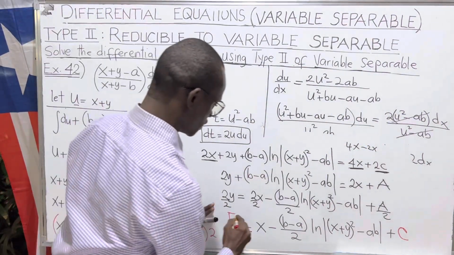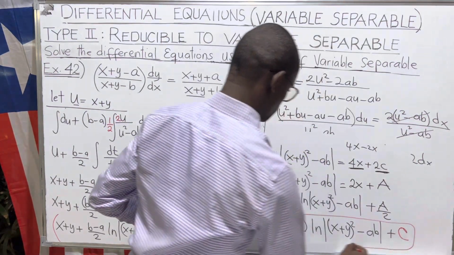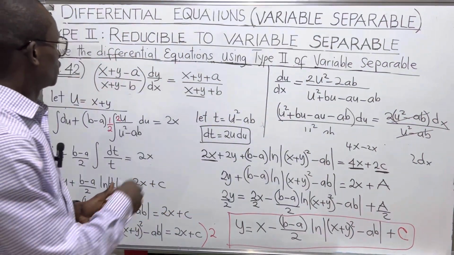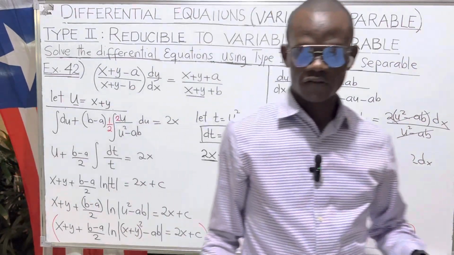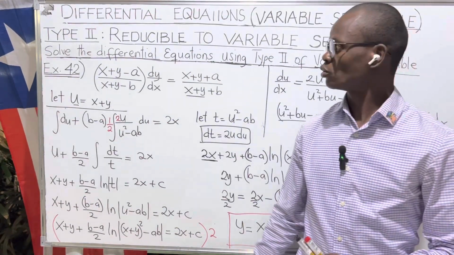So this is the general solution of the differential equation using the type 2 of variable separable that we call reducible to variable separable method.